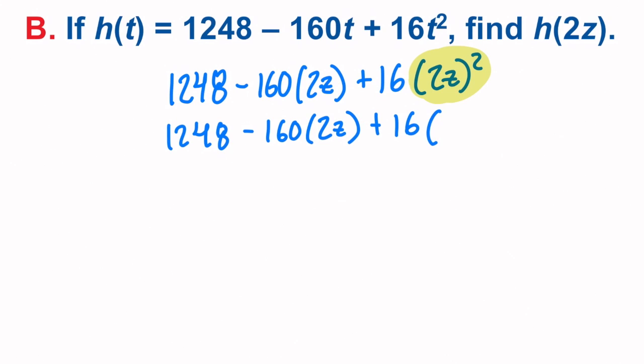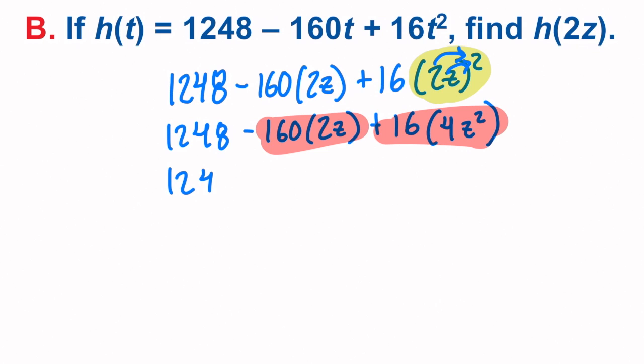So 2 to the second power is 4, because 2 times 2 is 4. And then z to the second power is just z to the second power, because it's not a number, so it has to stay the same. Now that we did that, we're going to multiply. So we're going to multiply the 160 times the 2z, and then the 16 times the 4 and the z squared.